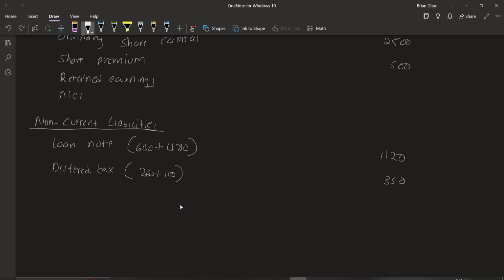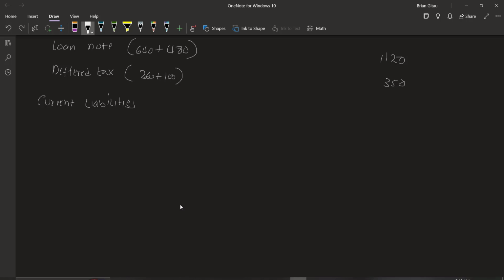You also have current liabilities. We have trade payables. We'll take 420 plus the subsidiary 330, but since 20 had already been paid, we will not eliminate the entire 80, we'll just eliminate the 60, and this is giving me 690. Then we have current tax. Current tax, we have 160 plus 90.